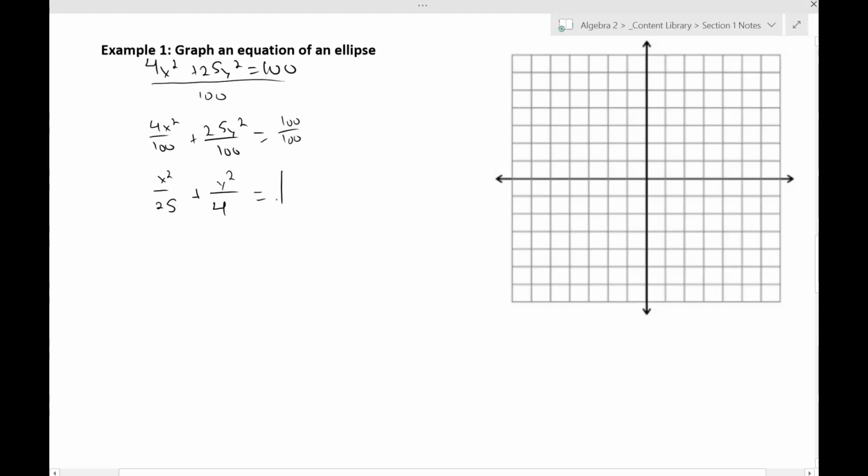And here's what we have to do. We want to find our vertices. I guess it should have said this. We want to identify vertice, covertice, and foci. Okay, now we know that our vertices are going to be on the major axis. Well, what's our major axis going to be? Since the larger value is under x squared, we know that our major axis is going to be horizontal.